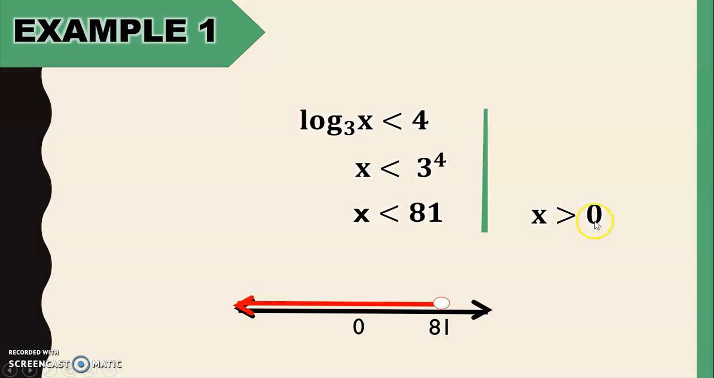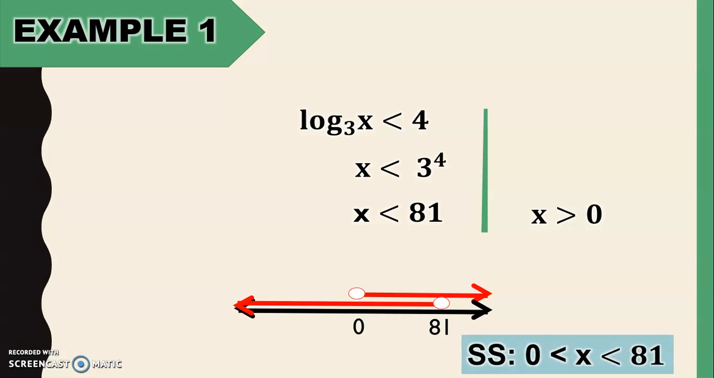Then let's graph x greater than 0. So 0 is not included. Mga values ni x na greater than 0. So, class, yung solution natin kung saan sila nag-intersect na dalawa. So, from 0 to 81 lang. Therefore, our solution set or our answer is the values of x are between 0 to 81.